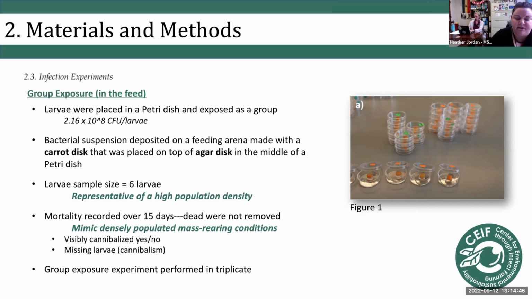The mortality was recorded over a period of 15 days, and the dead were not removed. This also mimics densely populated mass rearing conditions. And then whether the bugs were visibly cannibalized or not was either noted as yes or no. Missing larvae was assumed to be due to cannibalism, and the authors defined cannibalism as visible signs of them being munched on, so to speak, or attacked by another larva. The group exposure experiment was also performed in triplicate.